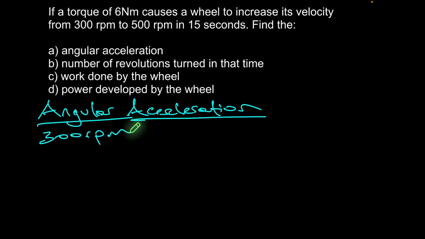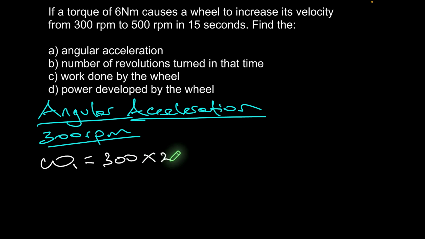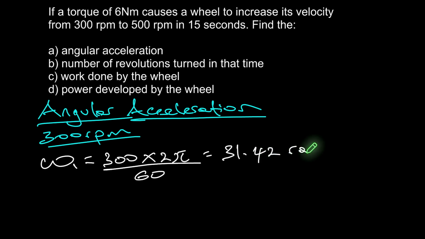So what we have to do with this 300 RPM then is convert to angular speed. So we have omega 1, the initial speed, as 300. And if we simply multiply this by 2 pi and divide by 60, this will give us our angular speed. So what we have here is 31.42, and our unit here is going to be radians per second.